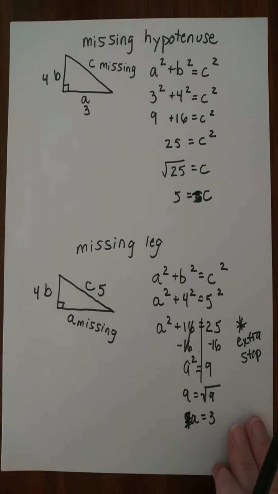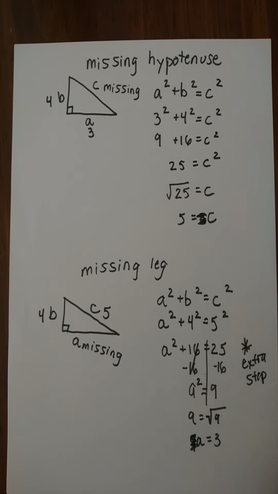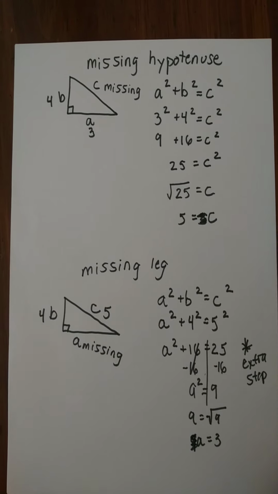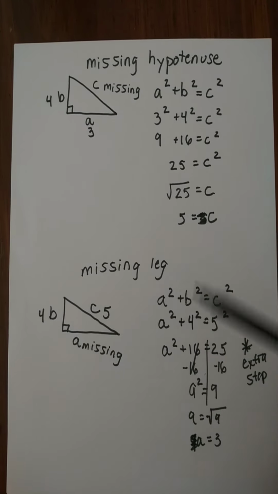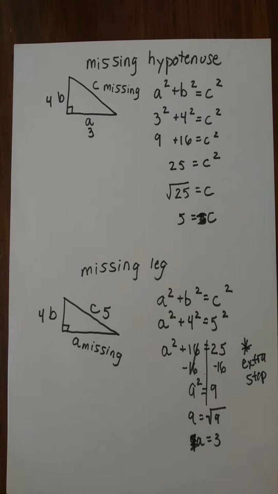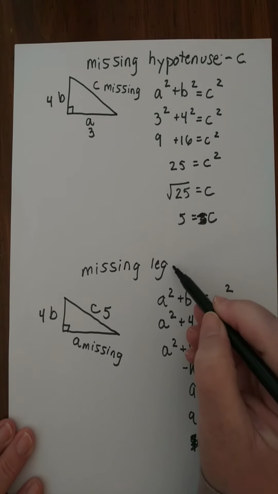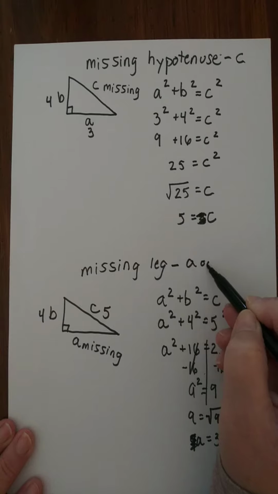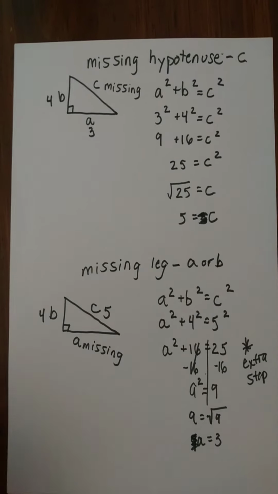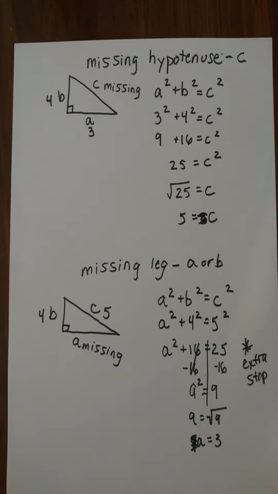And you'll have to be careful and look, because now that we've done both of these, on your homework problems and on the quizzes, it's going to be mixed up. Sometimes you'll have the hypotenuse missing and sometimes you'll have the leg missing. So take a look at the picture. So remember, the missing hypotenuse is C missing. Missing leg would be A or B. And that's when you have the one of the two pieces next to the right angle missing.